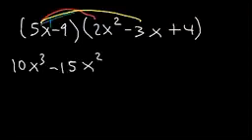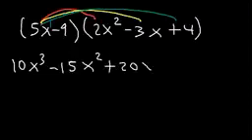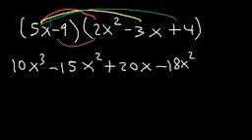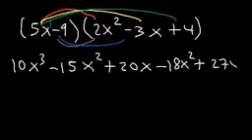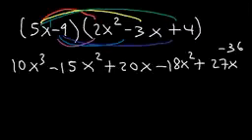Next, let's multiply 5x times 4. 5x times 4 is 20x. And negative 9 times 2x squared, that's negative 18x squared. Negative 9 times negative 3x, that's positive 27x. And we have one more, negative 9 times positive 4, that's negative 36.